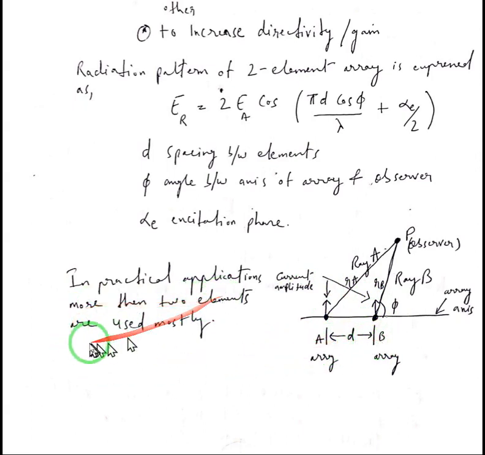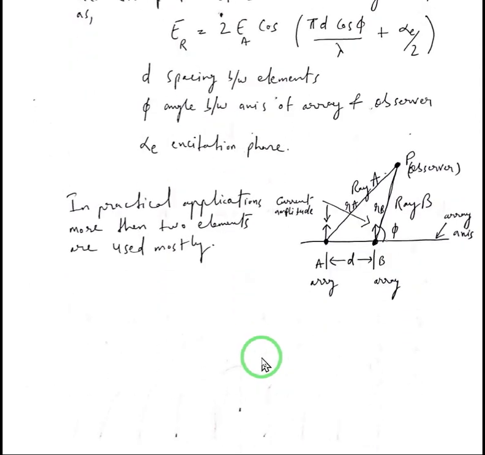In practical application, more than two elements are used. That means there is no such gain observed in the two elements, so it is not practically used. More than two elements are used, and there are examples. Because if we use two elements, there is no such gain observed. That's why it's not practically used.